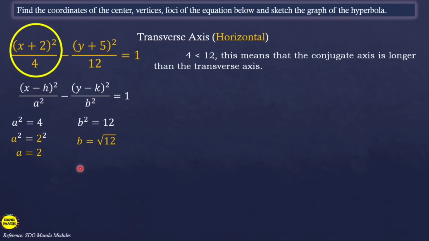Next natin kukunin is yung value ng c. So, using the formula, c is the square root of a squared plus b squared. So, yung a squared natin is 4. And then yung b squared natin ay 12. So, add lang natin sila. So, 4 plus 12, that is 16. Get the square root of 16, the answer is 4.